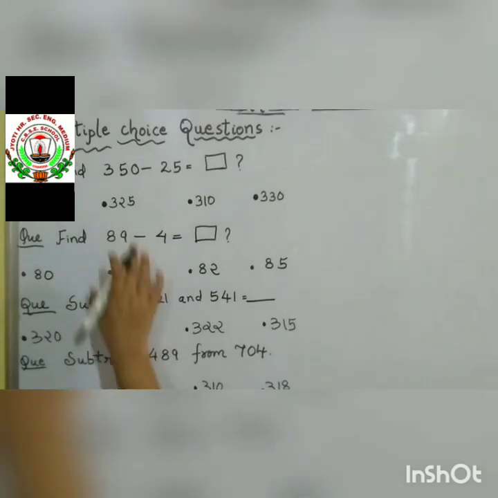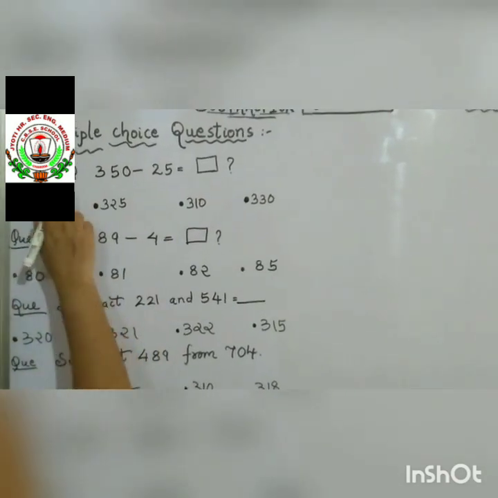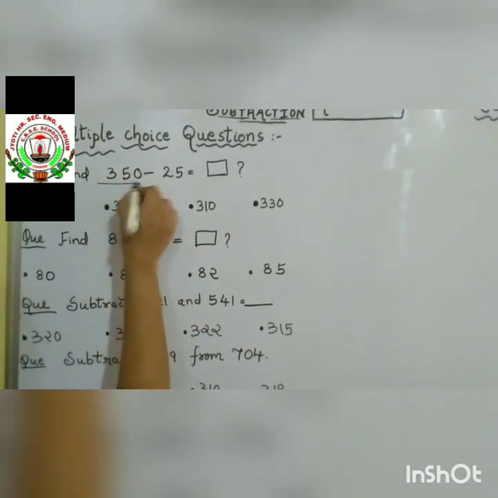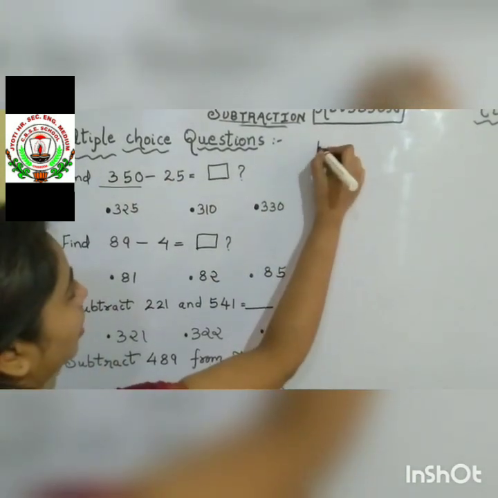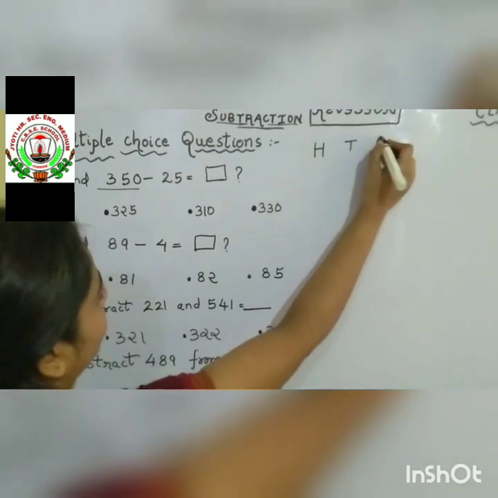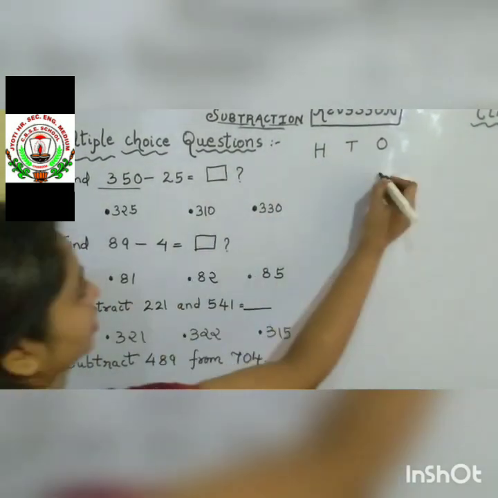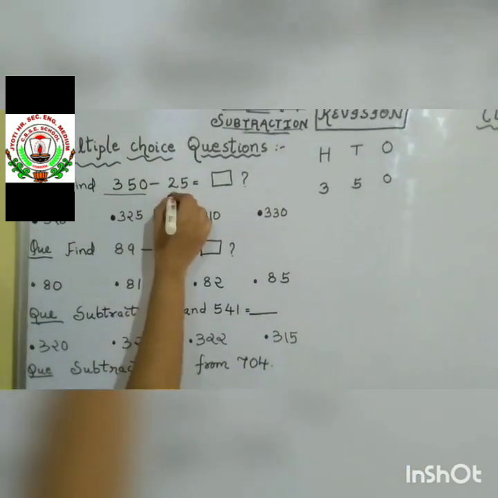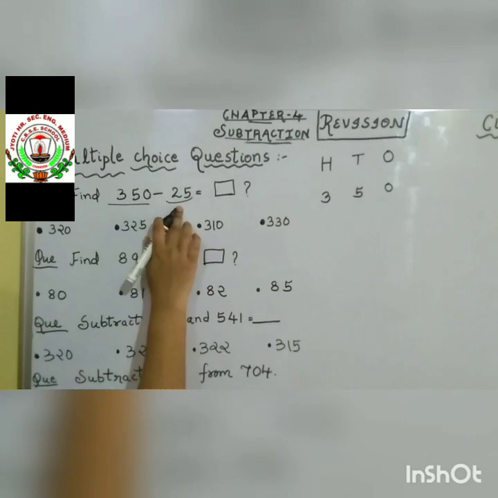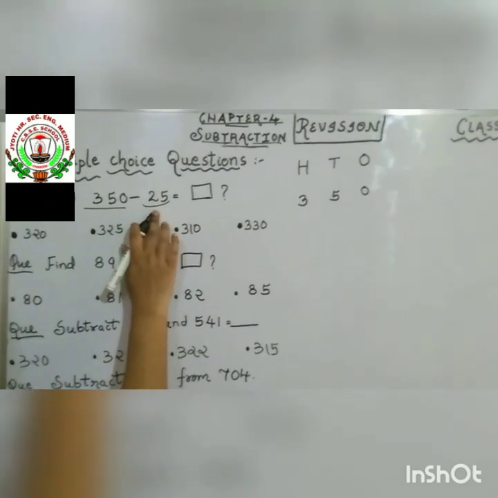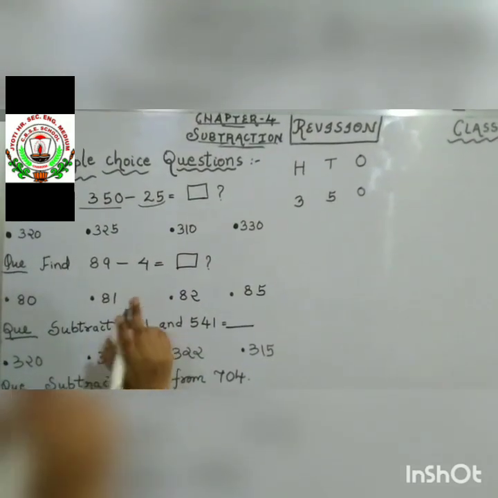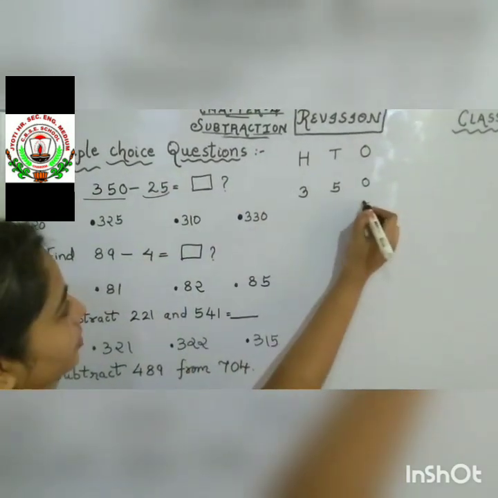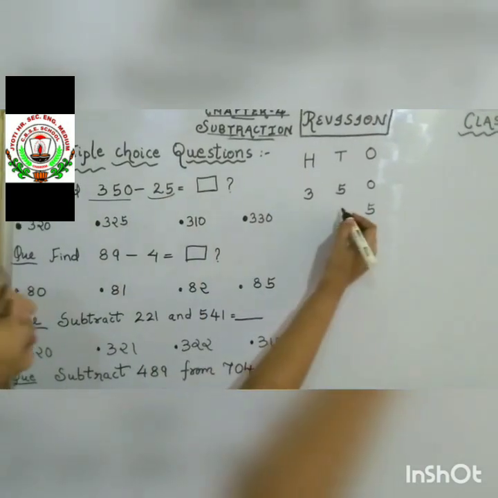So children, now let us do some more questions. Here, find 350 minus 25. First we have a 3-digit number: hundreds, tens and ones. 350, written as 3, 5, 0. The next number, see carefully, 25, is a 2-digit number. So how will you write it down? Start from the ones place. This 5 will come under the ones place. Then 2 will come under the tens place.